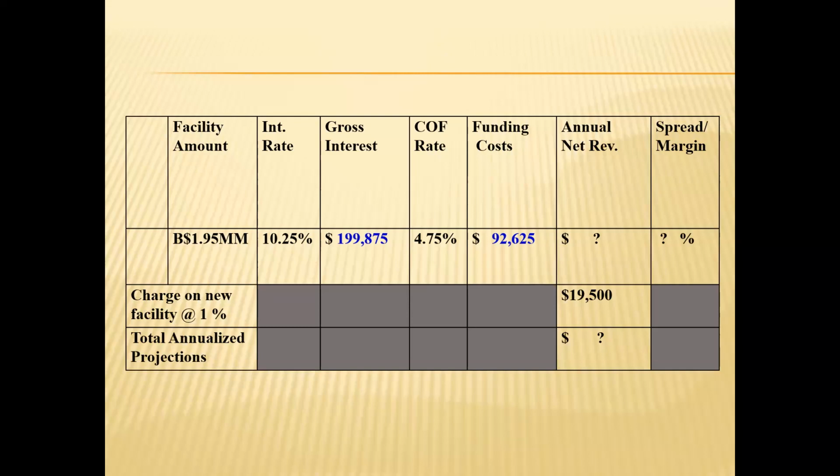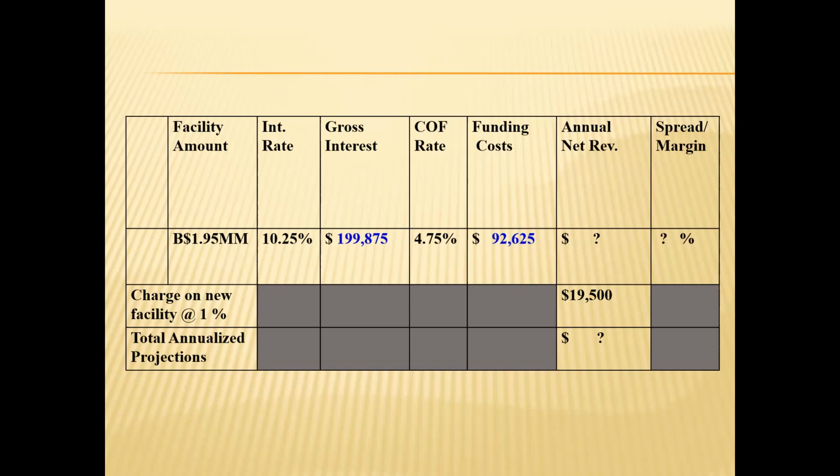So the cost of funds rate actually goes back to the facility amount. We would get the 4.75% from the 1.95 million, right? Yes, so 4.75% of 1.95 million gives us 92,625.